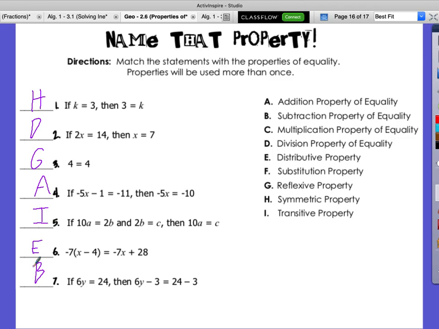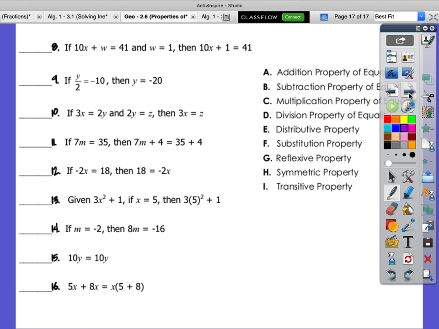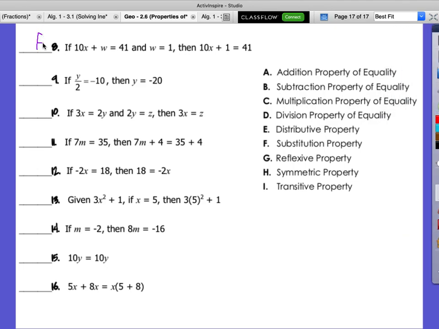Okay. Questions on those first 7? Okay. So now we're going on to number 8. Which is what? F. That would be F. Okay. That would be our substitution, saying if W equals 1, we can plug in that 1 for the W in the equation. Everything else is the same. That one changed.